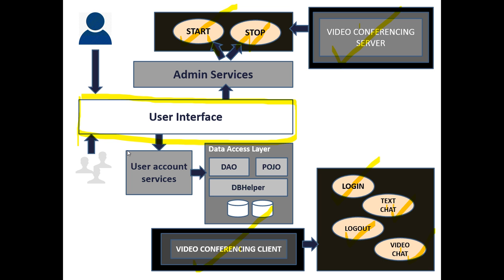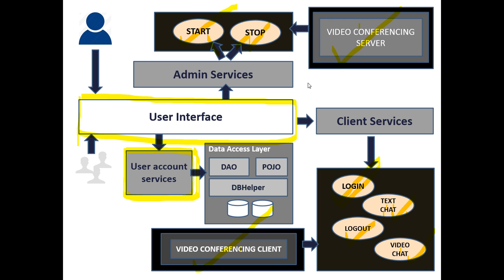Okay, so this user account services are for registering a new account within our system. So users will first come and register their account with our system. So only after registering they can log into the video conferencing, right? So that's about the data flow diagram, the project architecture diagram.